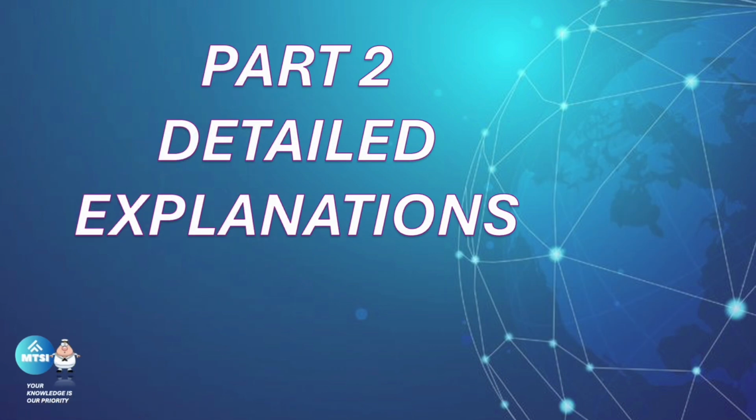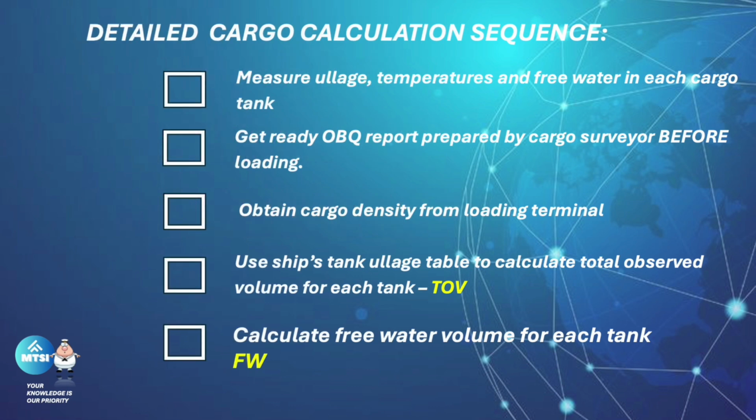Part 2, Detailed explanations. Detailed cargo calculation sequence. Measure ullage, temperatures and free water in each cargo tank. Get ready the on board quantity report prepared by the cargo surveyor before loading. Obtain cargo density from the loading terminal. Use the ship's tank ullage table to calculate total observed volume for each tank.